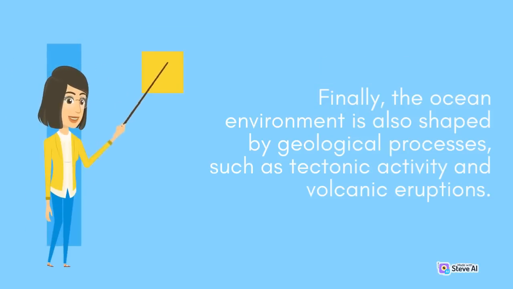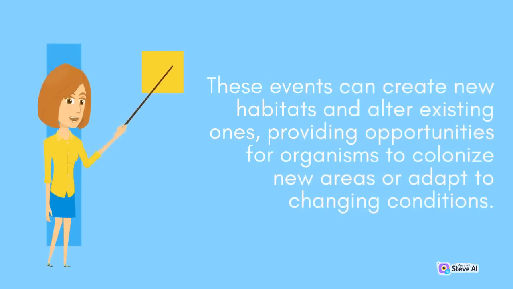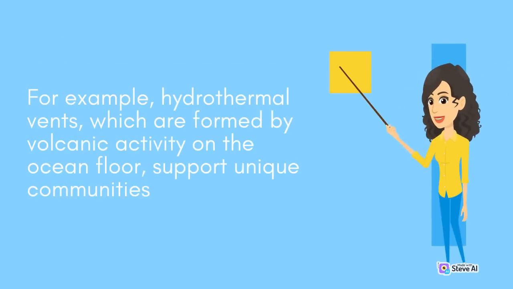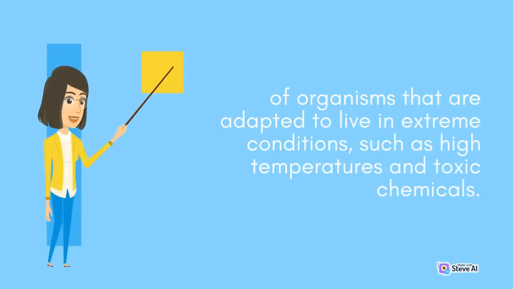Finally, the ocean environment is also shaped by geological processes, such as tectonic activity and volcanic eruptions. These events can create new habitats and alter existing ones, providing opportunities for organisms to colonize new areas or adapt to changing conditions. For example, hydrothermal vents, which are formed by volcanic activity on the ocean floor, support unique communities of organisms that are adapted to live in extreme conditions, such as high temperatures and toxic chemicals.